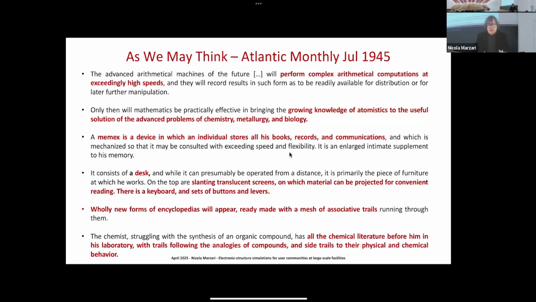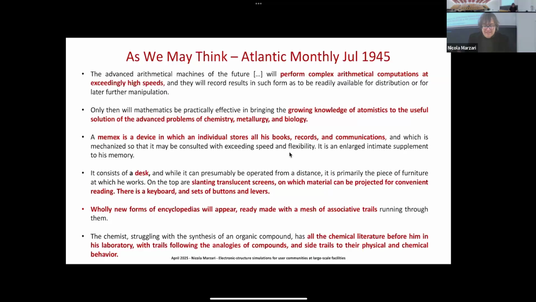And he called this machine a memex. And he said, in this device, you would be able to store all your books, all your records, all your communications. And now, with the technology of the time, he said, well, this has to be large. It's a desk, actually. And there are a lot of screens. And they didn't have televisions, no? So they are just projecting transparencies. And there is a keyboard and a set of buttons and levers.